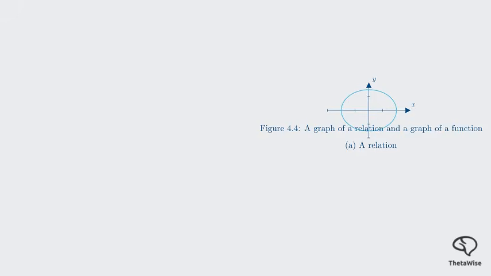First, let's look at the graph labeled A. If we draw a vertical line through this ellipse, notice it cuts the graph at two different points. This means that for the single x value of that line, there are two corresponding y values on the graph. This violates the definition of a function. So, because the vertical line intersects the ellipse more than once, the ellipse represents a relation but not a function.